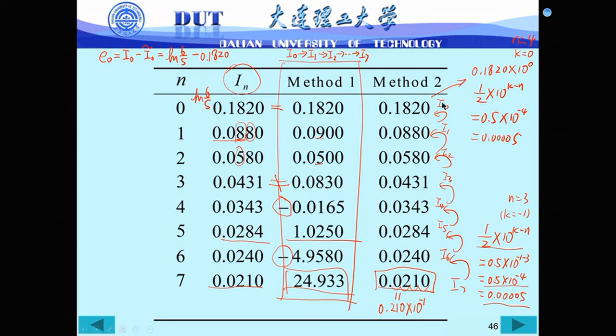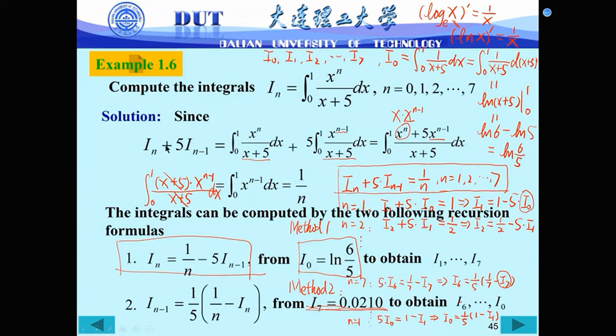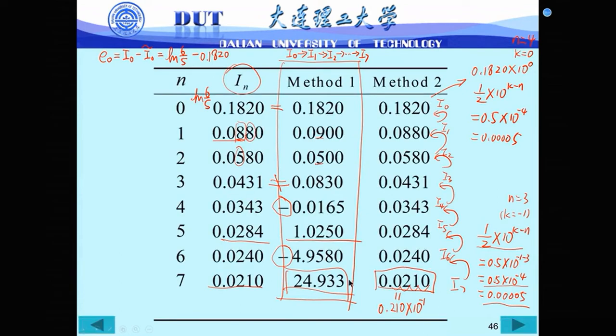And for method 2, we start from 0.0210. What is I7? I7 should be the integral from 0 to 1 of x to the power 7 over x plus 5 dx. This is the exact integral. Now, we don't use the exact value. We just use this number, 0.0210, to approximate I7, so we have a round-off error here. The round-off error is not amplified, so method 2 is stable.